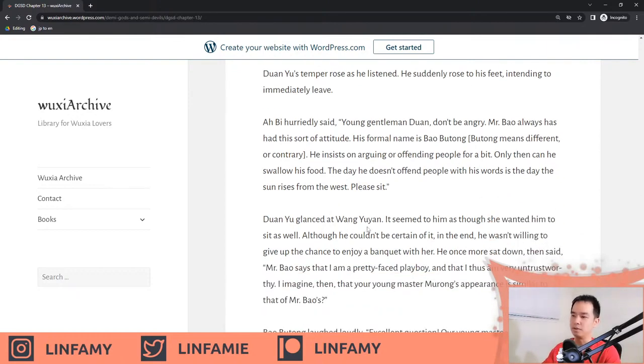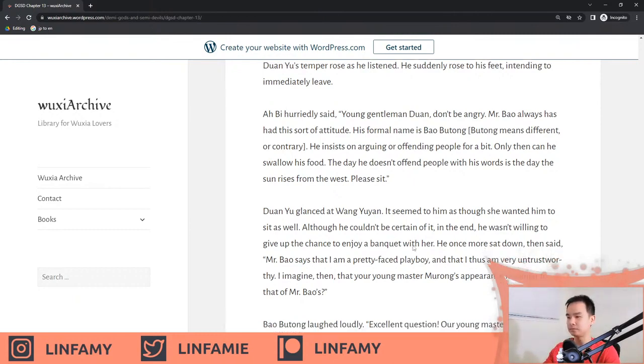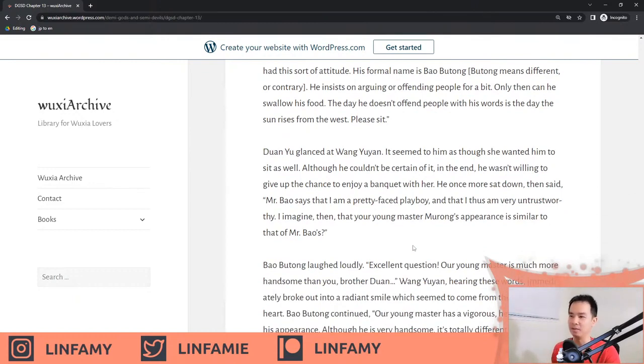Duan Yu glanced at Wang Yuyan. It seemed to him as though she wanted him to sit as well. Although he couldn't be certain of it, in the end, he wasn't willing to give up the chance to enjoy a banquet with her. He once more sat down, then said, "Mr. Bao says that I am a pretty-faced playboy, and that I am thus very untrustworthy.